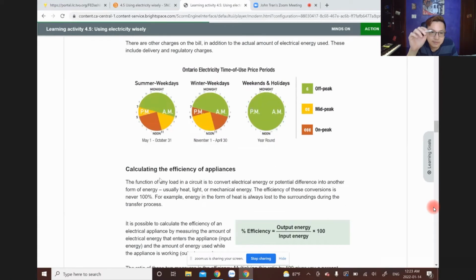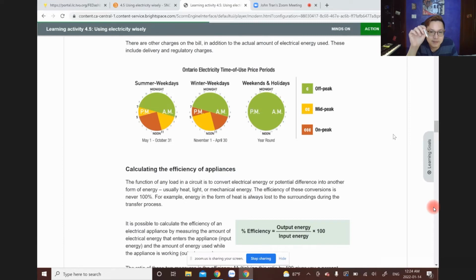You see midnight, noon, peak hours, and then winter week. Okay, summer weekday, of course, peak hours about noon time, 11 o'clock to 5 p.m. Like 11 a.m. to 5 p.m. is that summer weekdays.